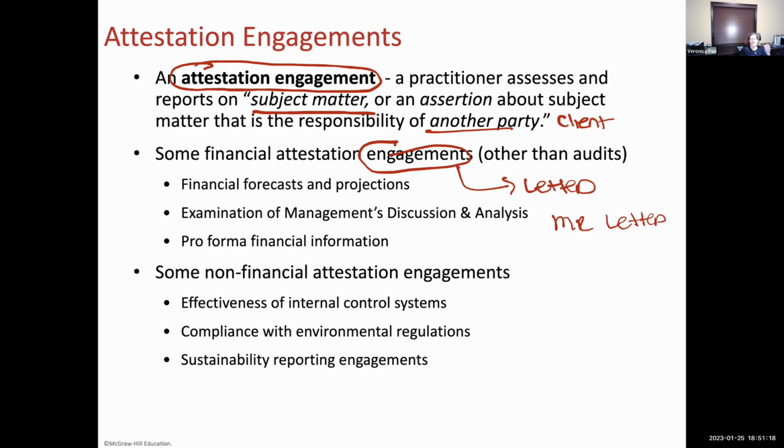And then basically, not only are we looking at the financial statements, because we're auditing them, but we have to look at the forecasts. We have to look at the projections. We have to look at the MD&A, the management discussion and analysis, and any pro forma information. Okay, then we have non-financial attestation engagements, and this is where that audit opinion on the internal controls over financial reporting comes in. Then we might also have compliance audits. Are you in compliance, or are you actually following environmental regulations?